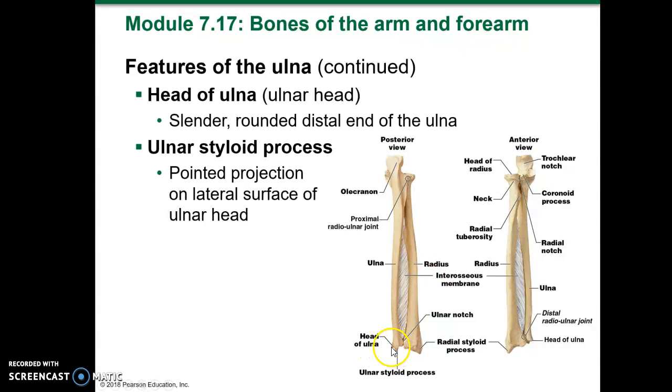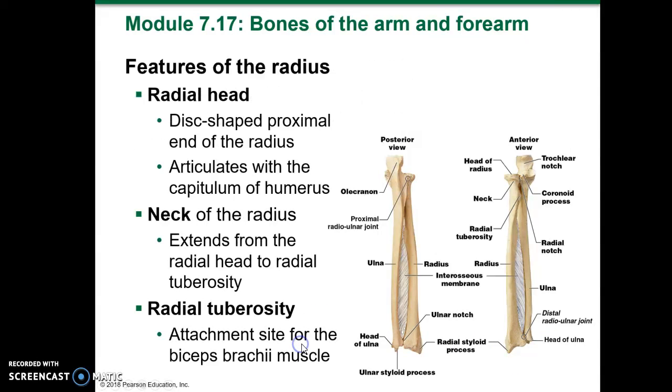The head of the ulna is distal. Usually you think of the head as being more proximal in a bone, but in the forearm, the head is actually down here, and it's the slender, rounded, distal end of the ulna. Then you have the ulnar styloid process, which is right here at the head, on the opposite side of the radial styloid process. So those are those little projections to the side of your wrist.